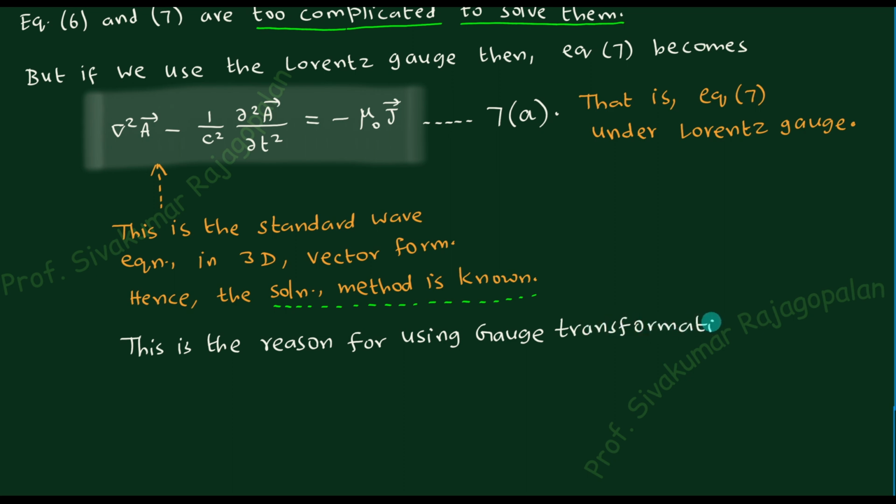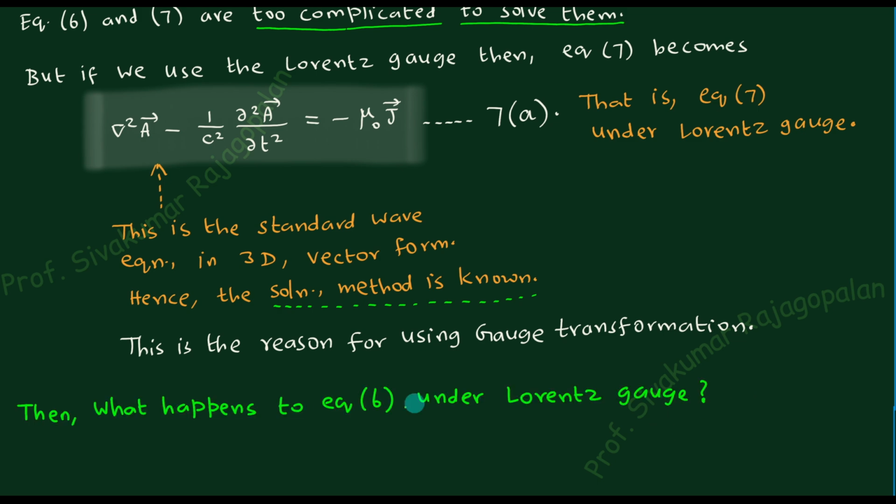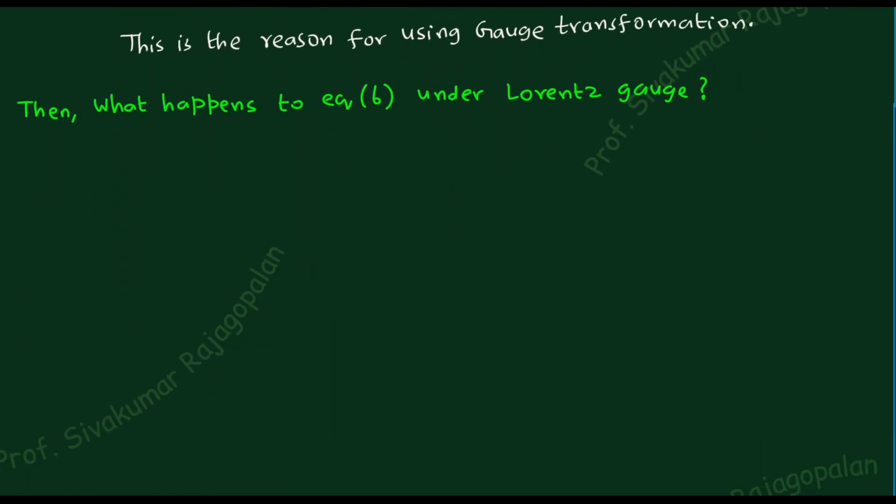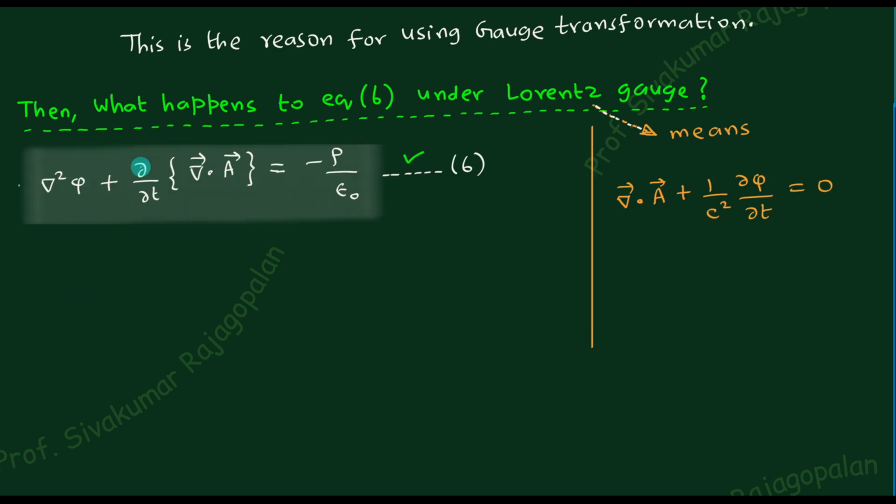So that's clear. Equation number 7 is fine, but as I already told you, what happens then to equation number 6? I said that you have to use the same gauge for 7 and 6. So 7, the problem is clear, but for equation number 6, we have to see what happens. So now you substitute the Lorentz gauge here.